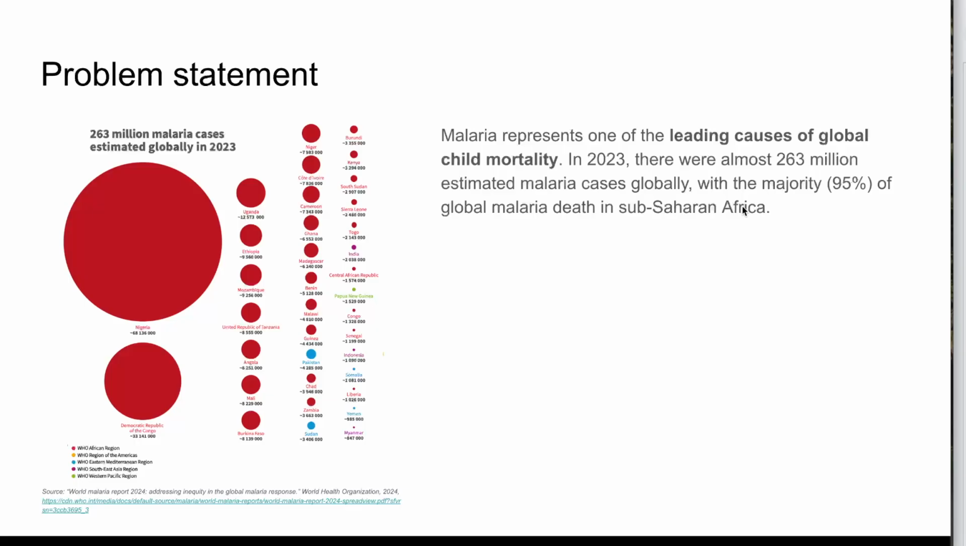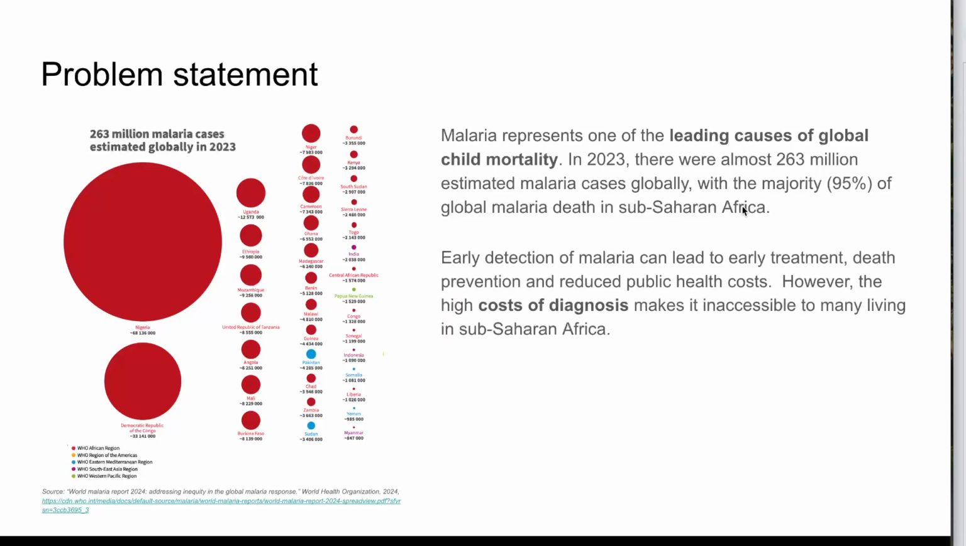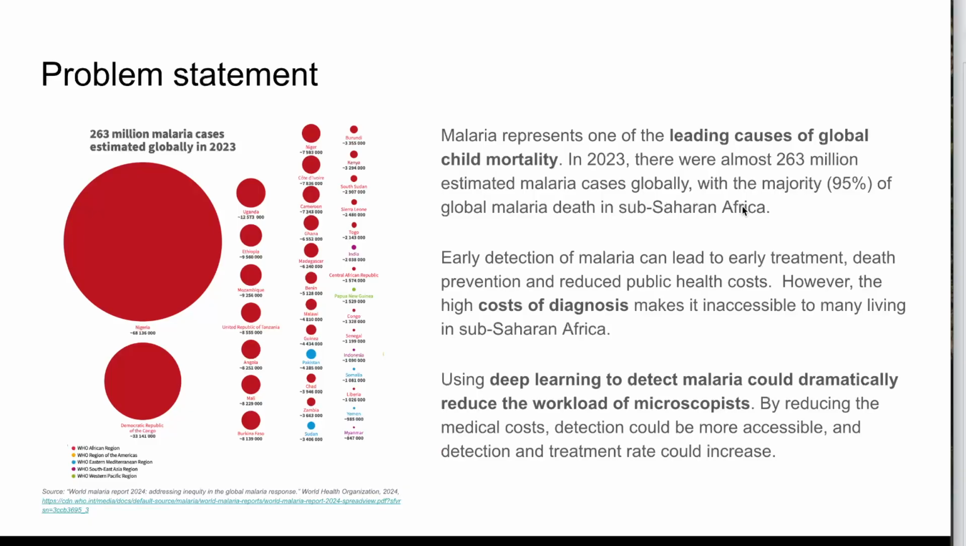Here's a chart from the World Health Organization's 2024 World Malaria Report. The colors represent different regions, and red represents sub-Saharan Africa. Early detection of malaria can lead to early treatment, while deep learning to detect malaria could reduce the manual work from specialists and the cost of detecting malaria.